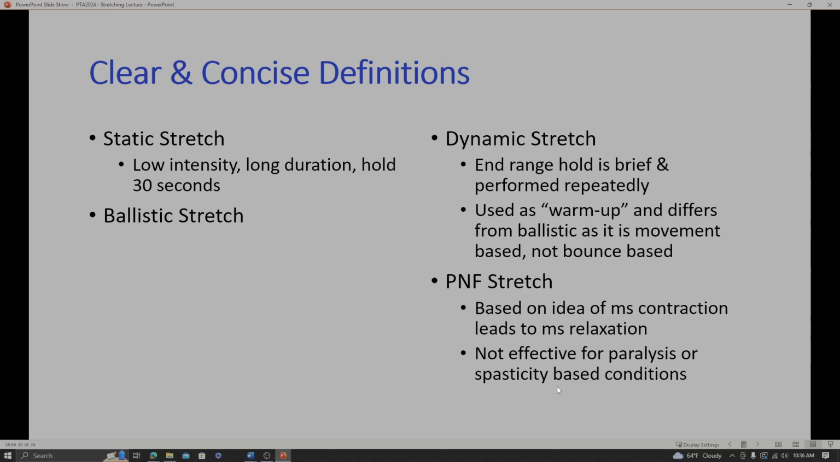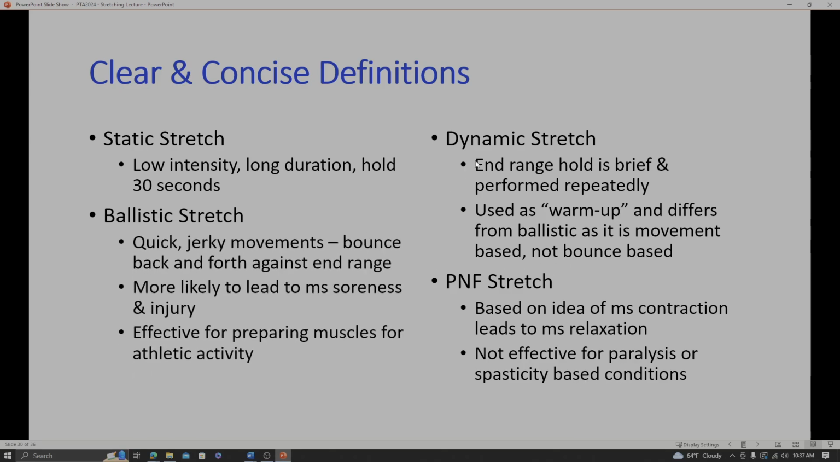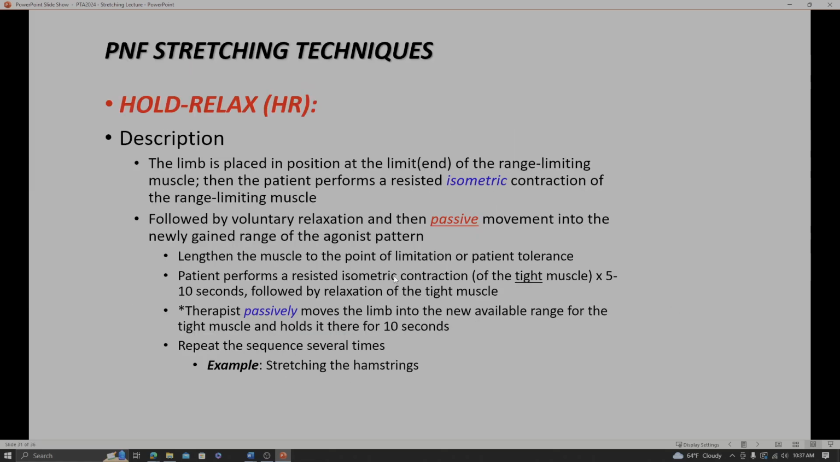PNF stretching is based around the idea that musculoskeletal contraction can lead to musculoskeletal relaxation. Not going to be super effective necessarily for paralysis or spasticity-based conditions, right? And then your ballistic stretching, it's a form of dynamic stretching, but more or less a quick jerky movement, right? That's going to be mostly to prep you for some kind of movement.